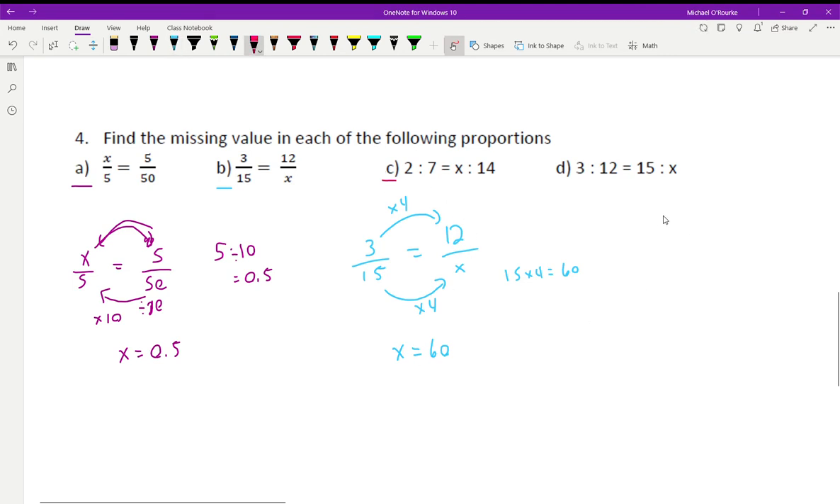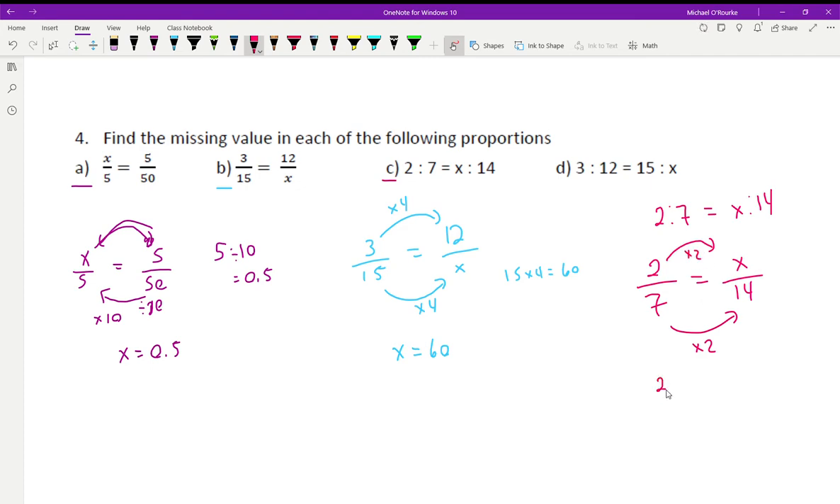C now is 2 to the 7 equals x to the 14. Now these ratios you can just write as fractions. So 7 times what equals 14? Okay, 7 times 2 equals 14. So we take this and we times it by 2. So 2 times 2 equals 4. So x equals 4.